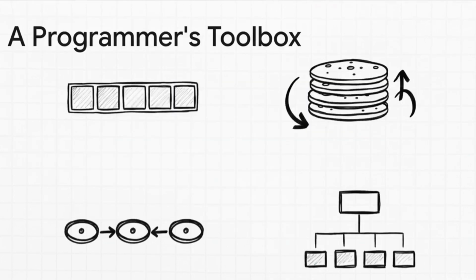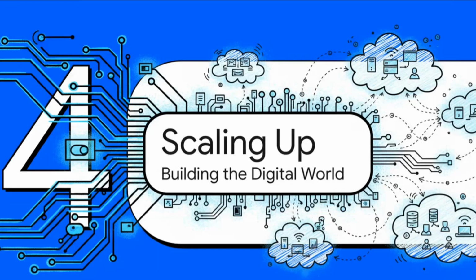And to make those algorithms work efficiently, programmers need the right tools. They use things called data structures, which are just clever ways of organizing information for a specific job. An array is just a simple list. A stack works exactly like a stack of pancakes. The last one you put on is the first one you take off. And a tree organizes data in a hierarchy, just like the files and folders on your computer.